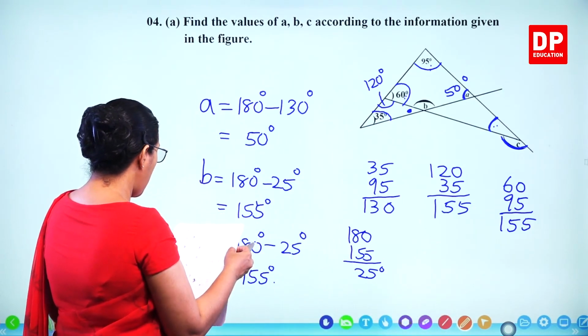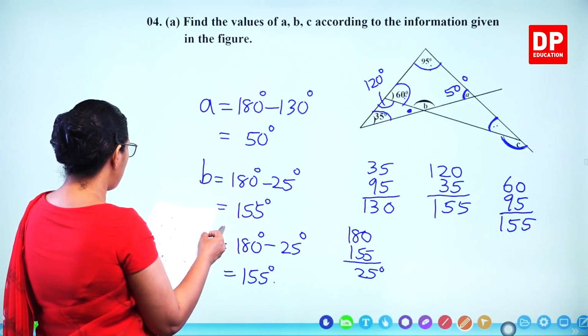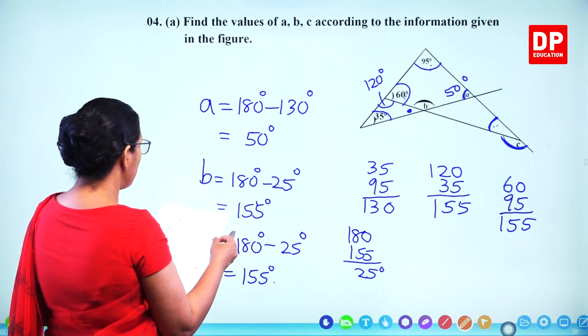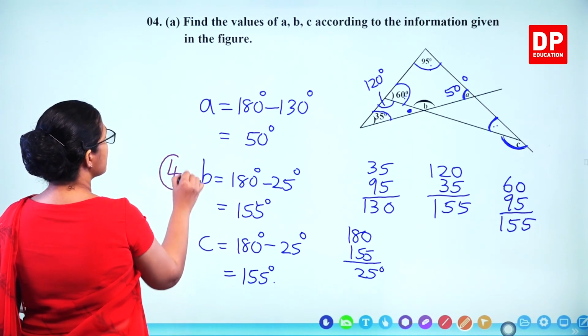So how many marks for that? 50, 155 and 155, 4 marks.